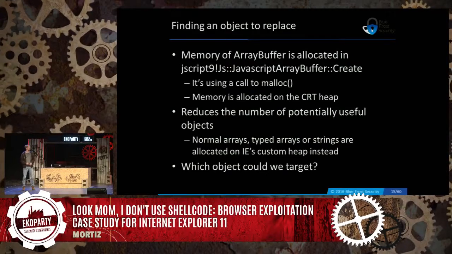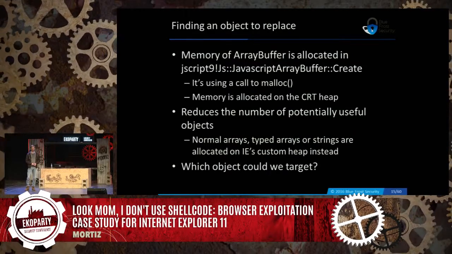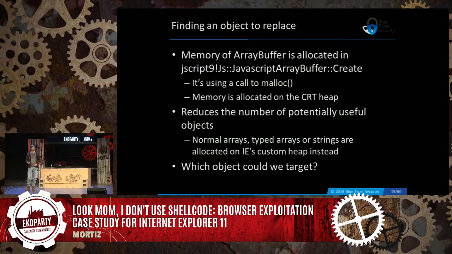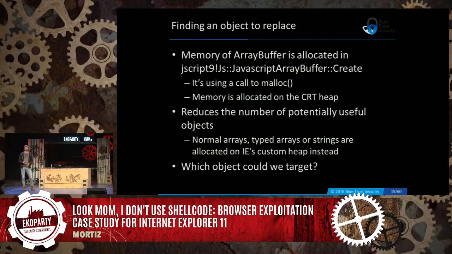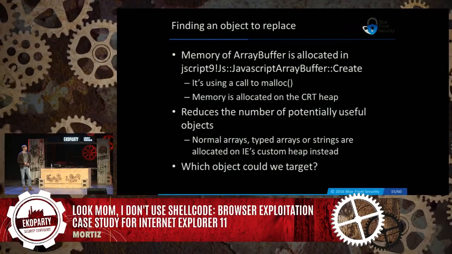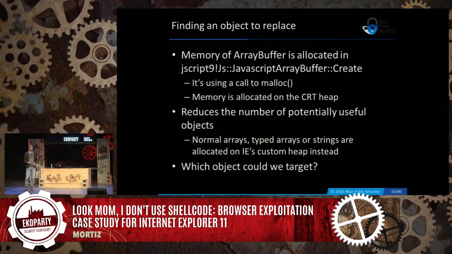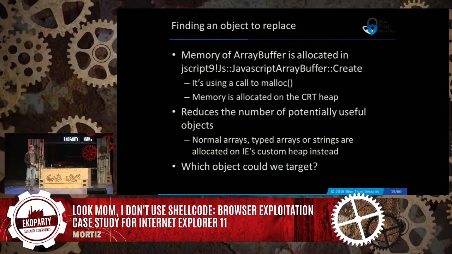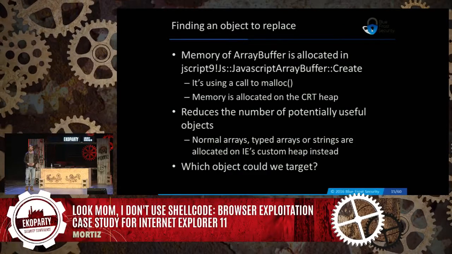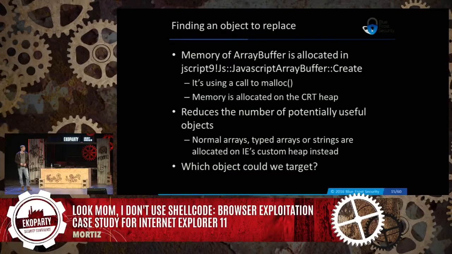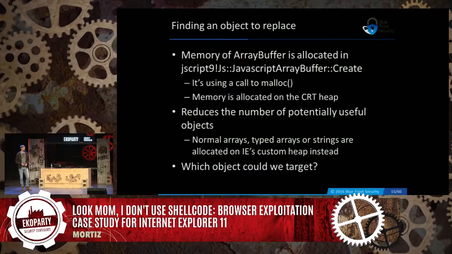So if you take a look at the JavaScript array buffer create function, you will see that they use the malloc function to allocate the memory. That means the memory is allocated on the CRT or on the process heap. And this actually reduces the number of potentially useful objects, because most of the interesting stuff which you might want to corrupt, for example normal arrays, typed arrays, strings, whatever, are allocated on IE's custom heap instead. So the question is, which object could we target in this case?